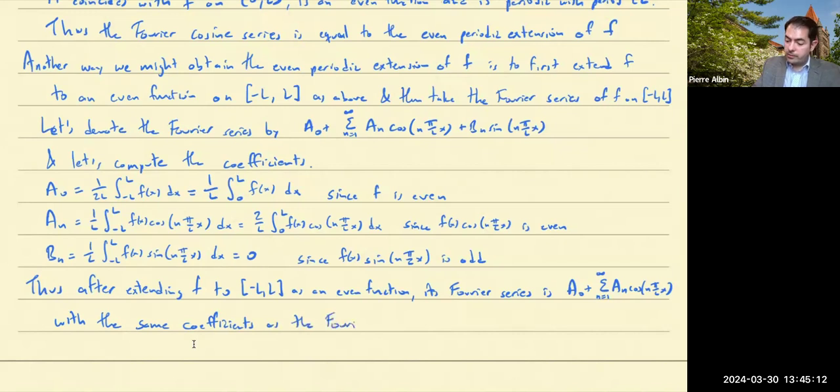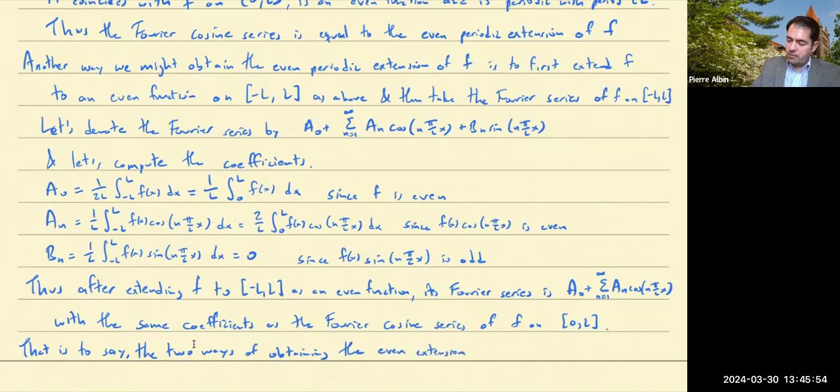as the Fourier cosine series of f on the interval 0, L, right? So we recognize this and this as exactly the coefficients of the Fourier cosine series on this half interval, right? So that is to say, the two ways of obtaining the even periodic extension of f coincide. As well they should.